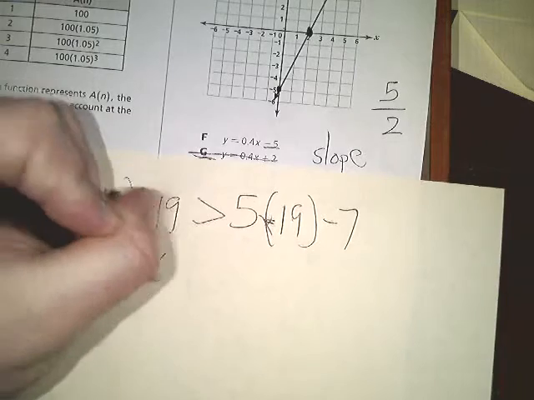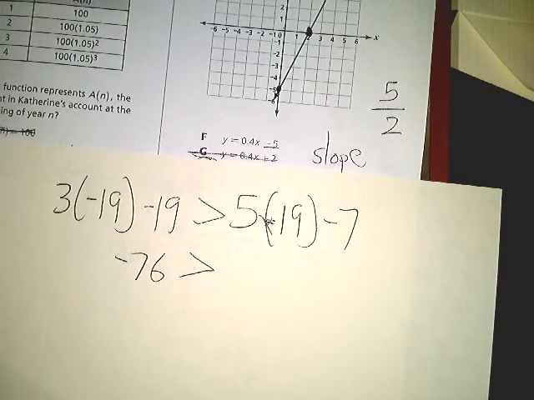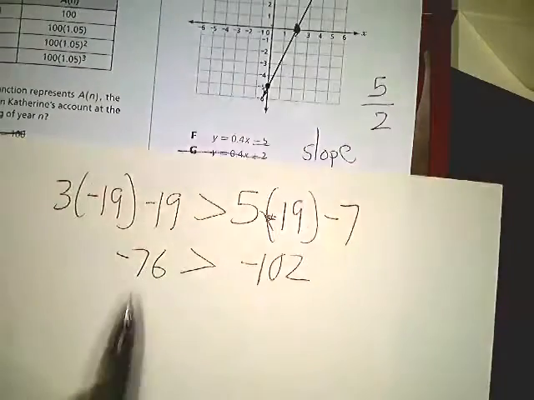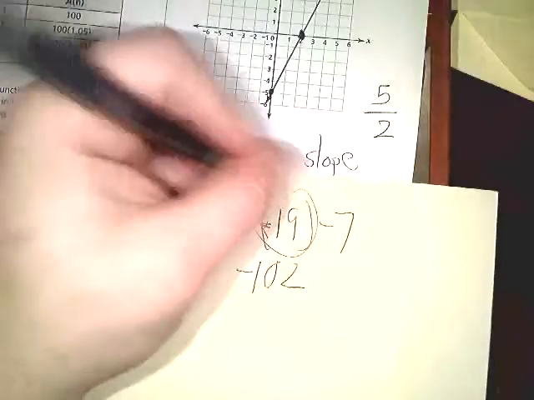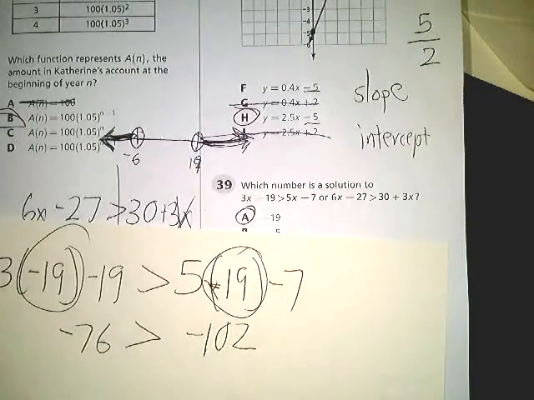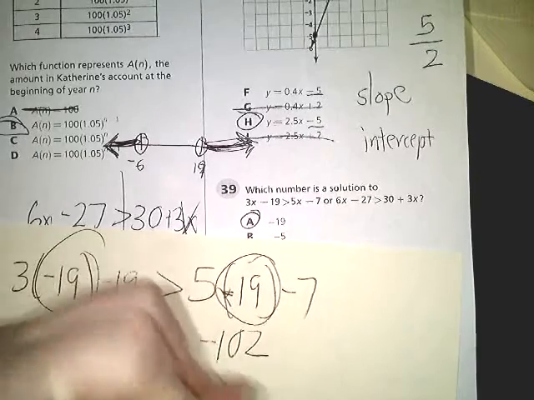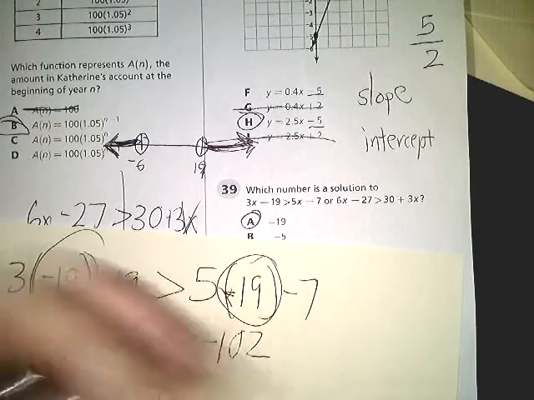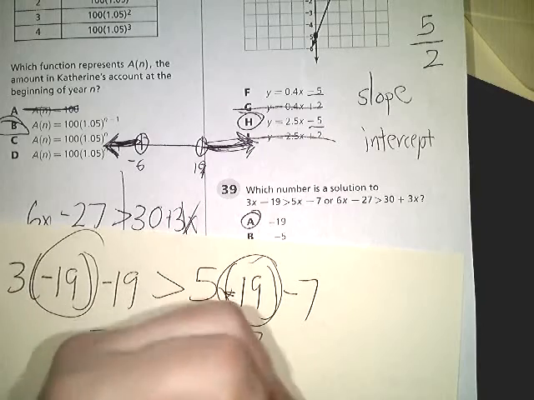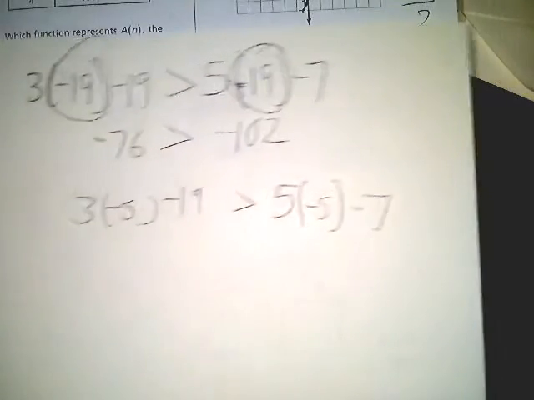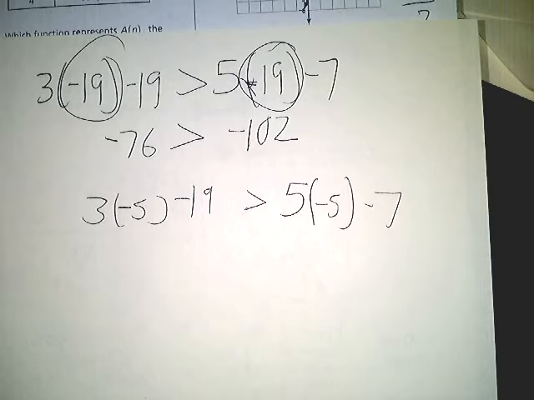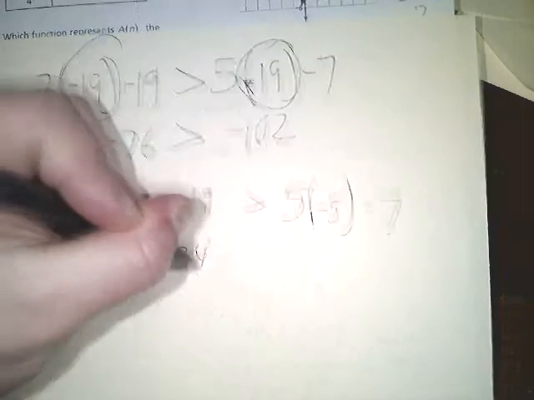This side gives me negative 76. This side gives me negative 102. Negative 76 is greater than negative 102, so I'm looking good to make sure that that's the answer choice. Now, if I'd done it with negative 5, for instance, this is what it would look like if it was a negative 5. So I'm going to try that method as well, just in case you didn't like the other method of doing it the long way. This is negative 34 once I work it out.